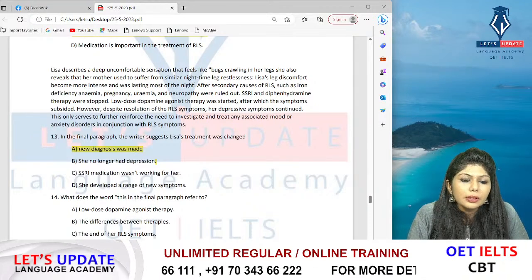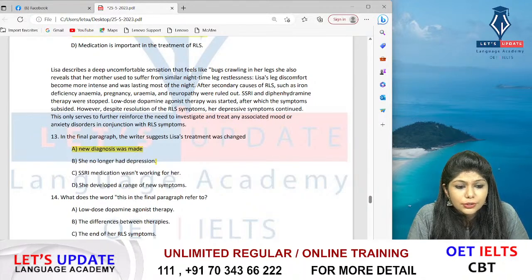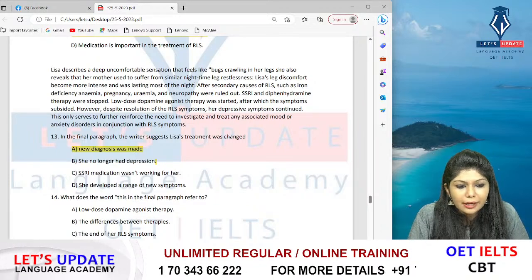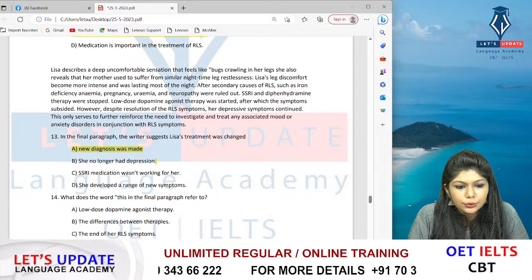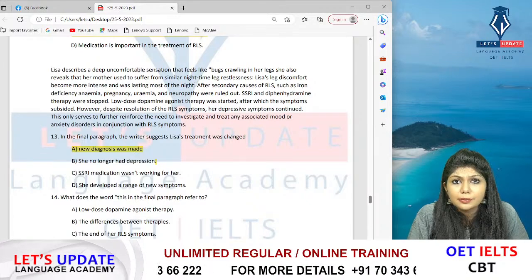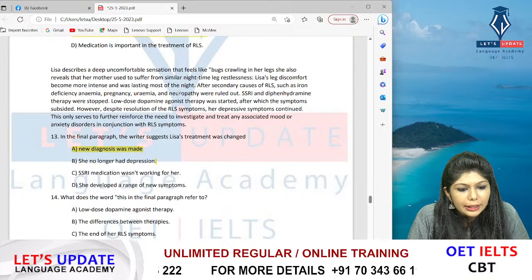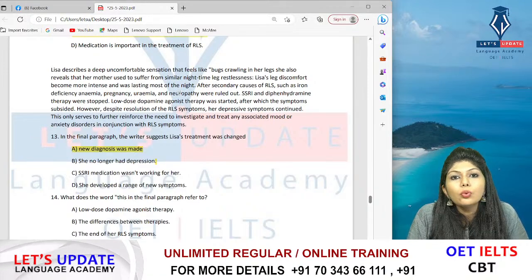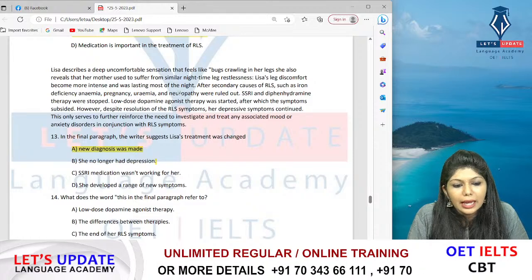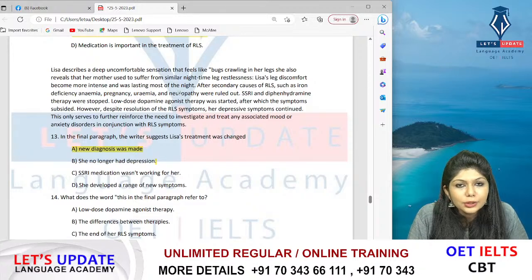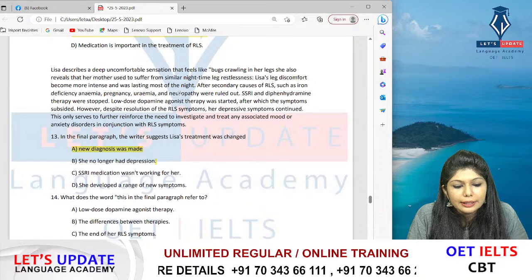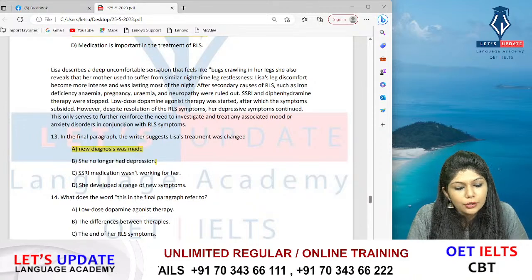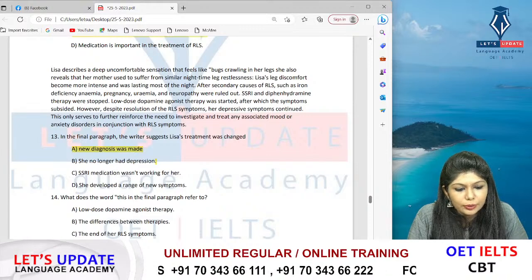So it's not a new range of symptoms, as you all know. There were these symptoms earlier. It was mentioned in the earlier paragraph also. She had some restless leg syndrome, but here what they have mentioned is it has become more intense, worse or severe, and was lasting most of the night. So definitely it's not a new range of symptoms, it just got worsened. So you can eliminate D.